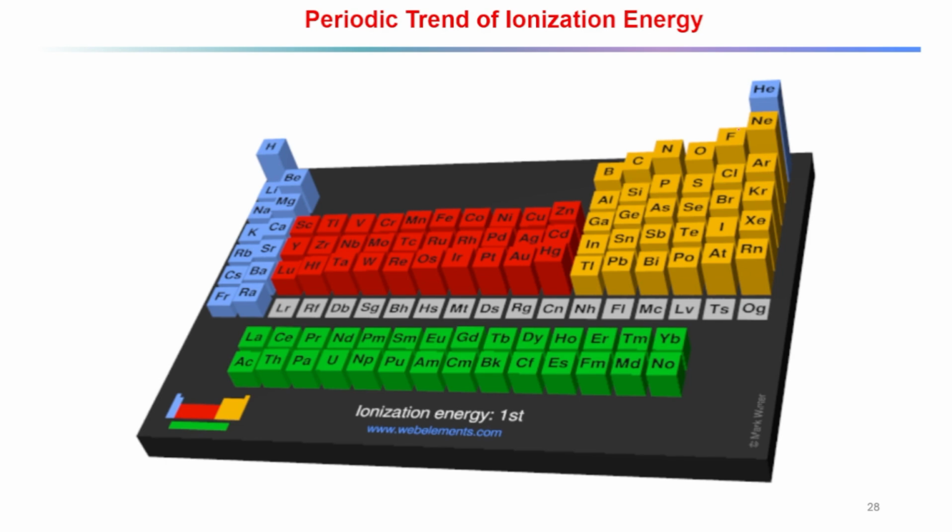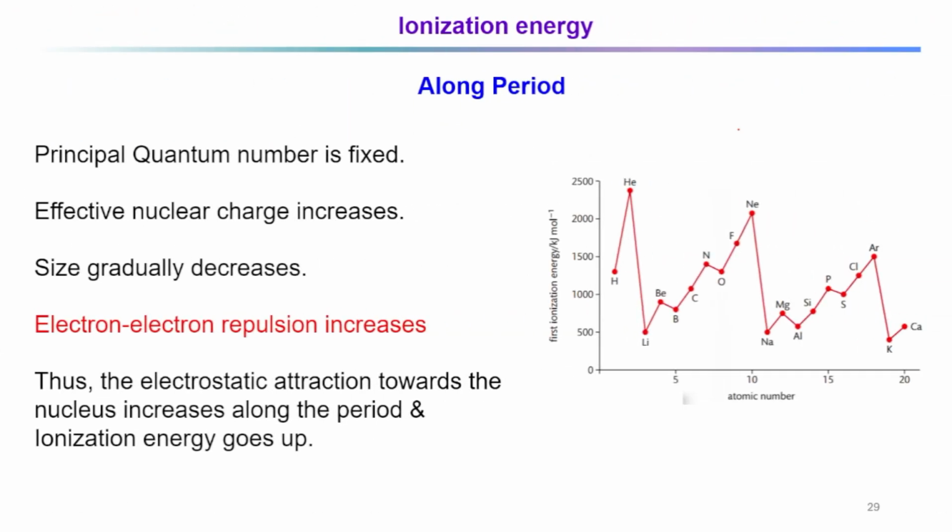So this graph is based on the first ionization energy. Okay. Now let's see the detail of the periodic trend. First, we will see along a period. What are the factors that are working along a period?